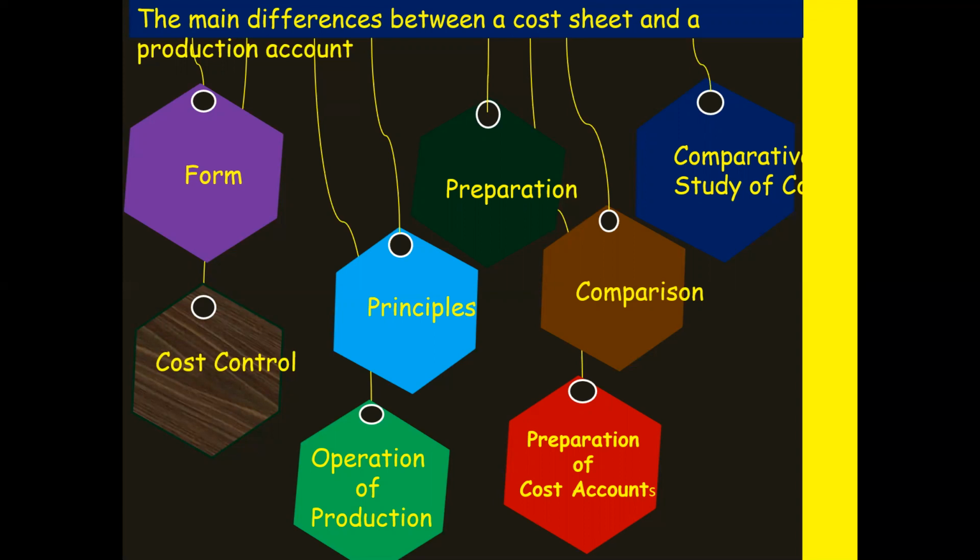Expenses are not classified in the production account, whereas expenses are classified to ascertain different divisions of cost in the cost sheet. The main objective of production account is to reveal not only the total cost and cost per unit, but also the profit earned or loss suffered on the sales, whereas the main objective of the cost sheet is to reveal the total cost of production as well as the cost per unit of output.